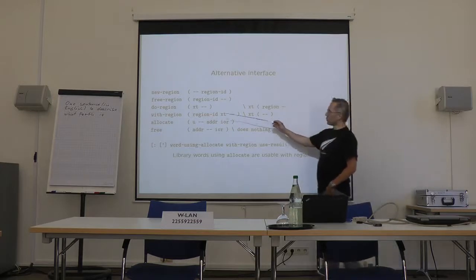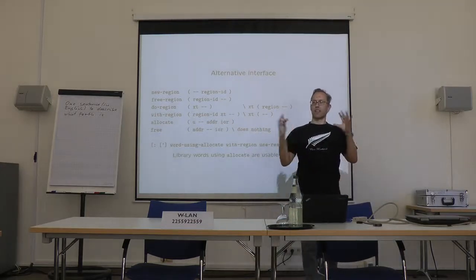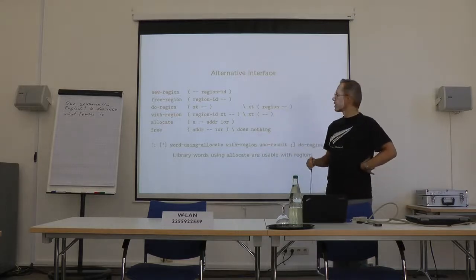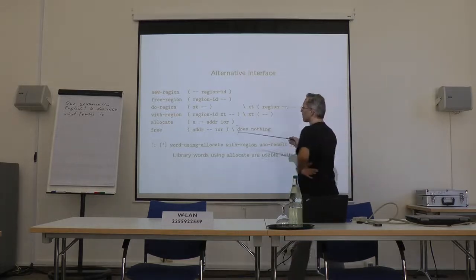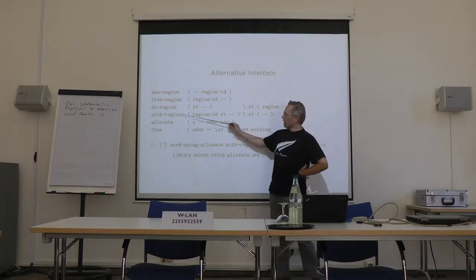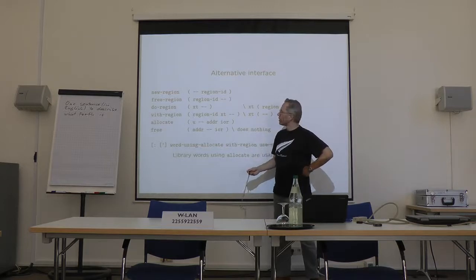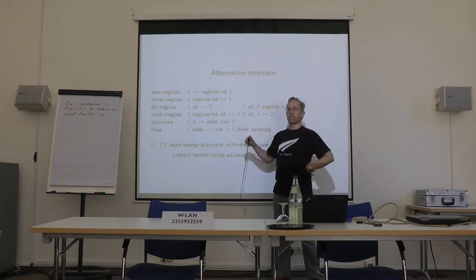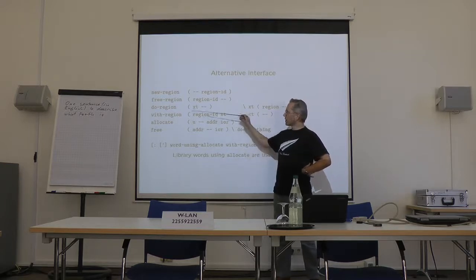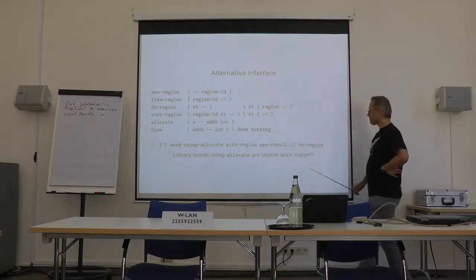Why don't we do do-region and with-region in the same wrapper? The reason is that if we want to deal with several regions, we probably want to have more with-regions than do-regions, and want to have it at a different level. An example of all of this is here.